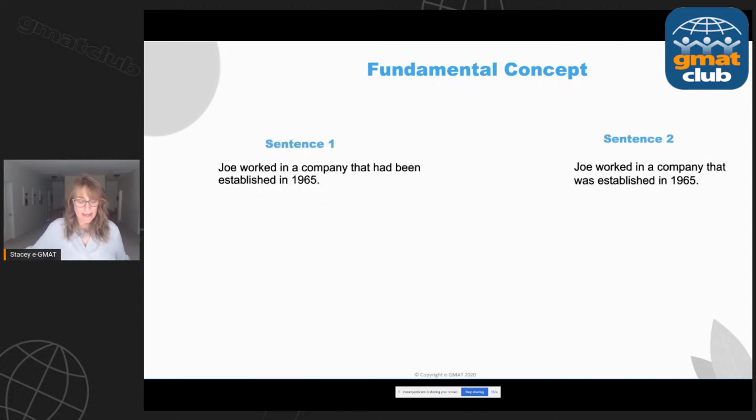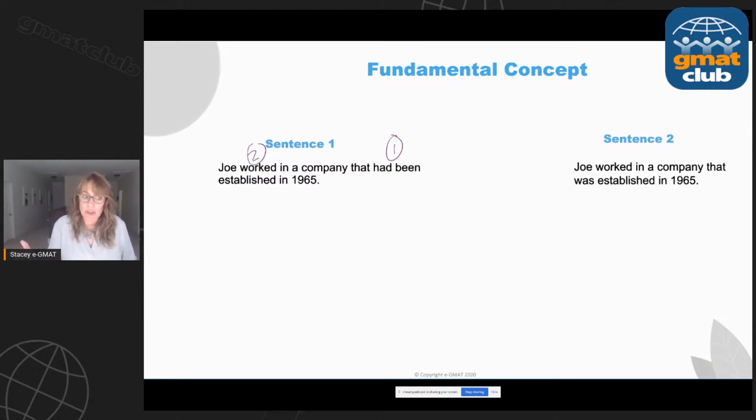All right, let's talk about this. So in sentence 1, Joe worked at a company that had been established in 1965. So we get 1, that the company had been established, and that 2, Joe worked at the company. So obviously Joe's not that old. The company was established first, makes sense, and then Joe worked there. Okay, obviously the company has to be established before Joe could work there.